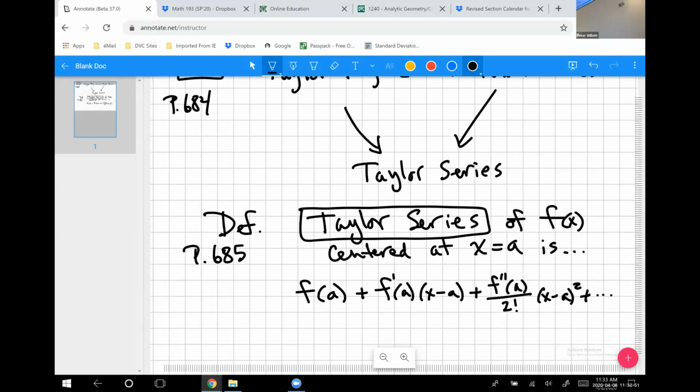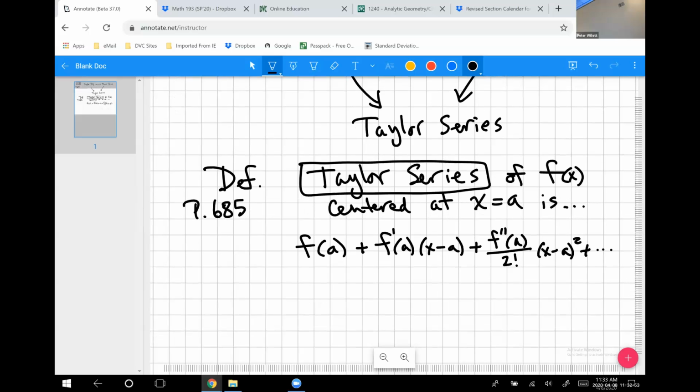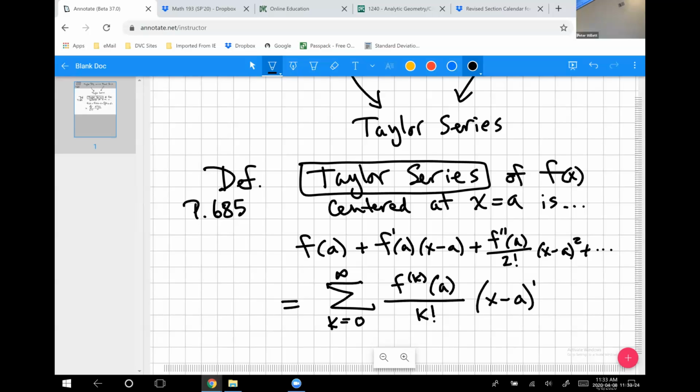So we can write this with a formula. So this is equal to the summation as k goes from 0 to infinity. And again, you take the kth derivative of the function and divide it by k factorial. That's why these factorials show up, and multiply that by x minus a to the k power.